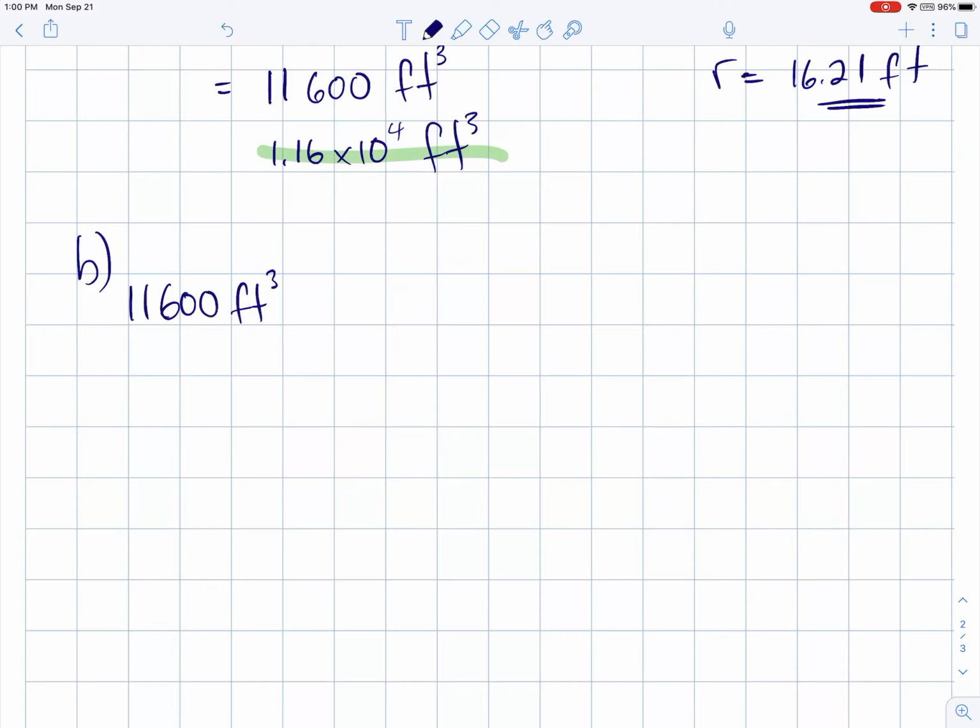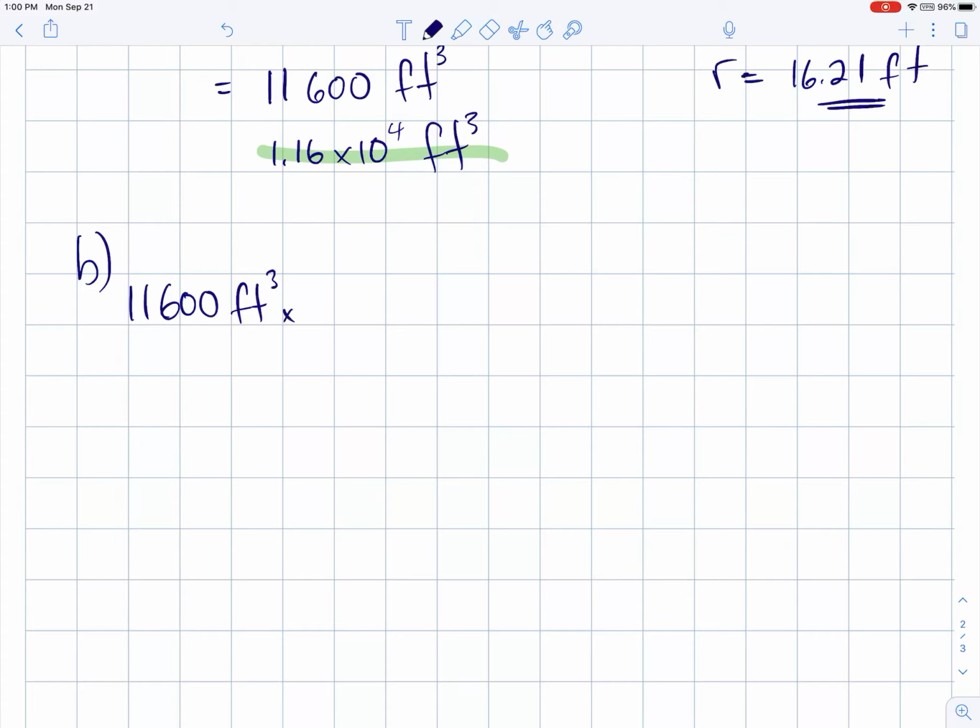I have no idea how many cubic feet are in a cubic meter, or how many cubic meters are in a cubic foot. But I do know about feet and inches. I think I can convert feet to inches. And I know how to convert inches to centimeters. I also know how to convert centimeters to meters. So I think I see a plan here.